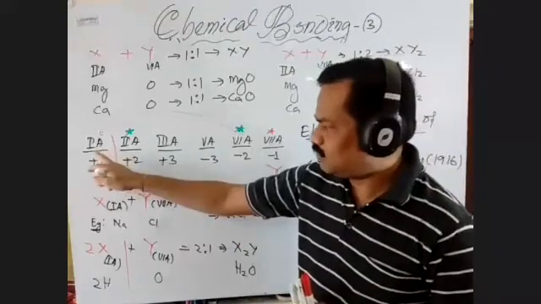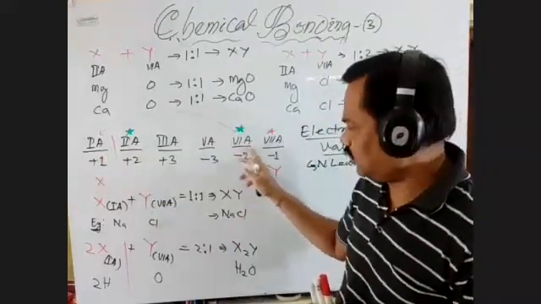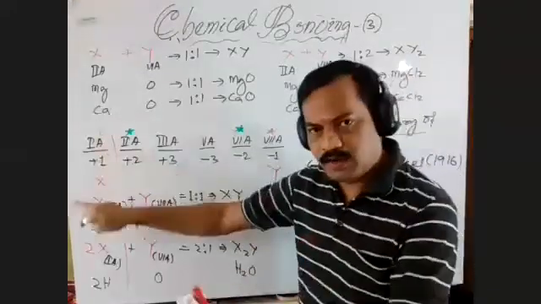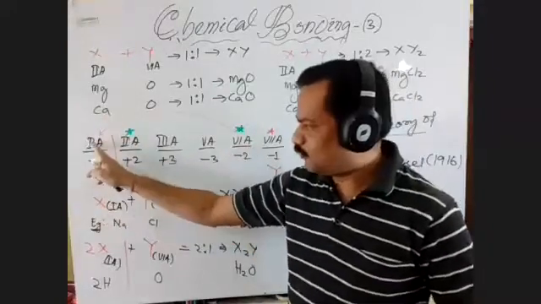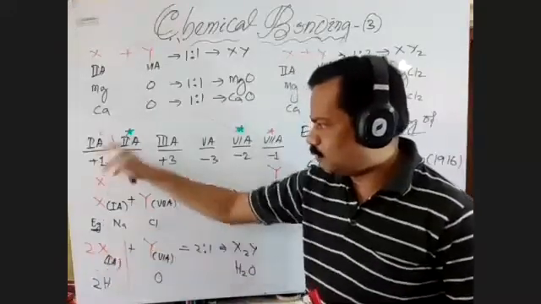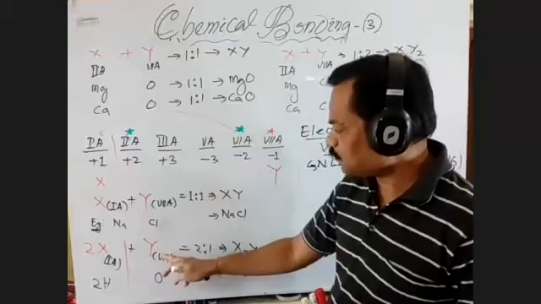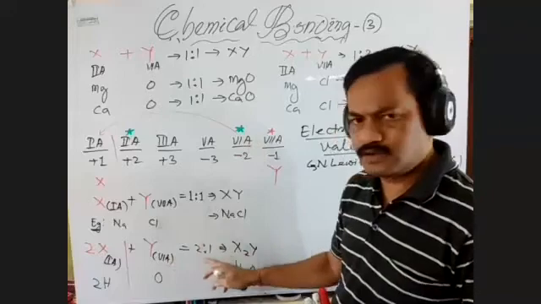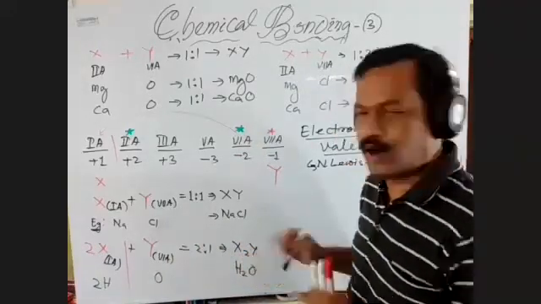If this is going to combine with the sixth group, the sixth group's valence is -2, so it gains 2 electrons. Here we have only one. So the sixth group requires 2 atoms of 1A. That's 2 times of the 1A element combined with 1 of 6A, so the ratio will be 2 is to 1. So the chemical formula will be X2Y.